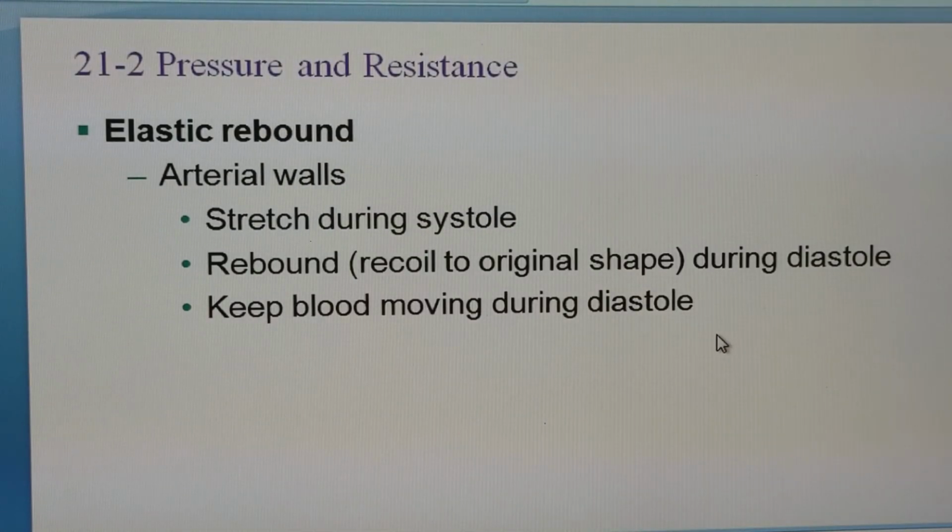Elastic rebound. We kind of hit on this a little bit. Elastic rebound: the arterial walls stretch during systole, which is the contraction, and they rebound or recoil to the original shape during diastole, which keeps moving blood through the system. So even though we're through with the contraction, the fact that the vessels are going to rebound or recoil to the original shape is going to keep the pressure moving, or the fluids moving through the vessels.